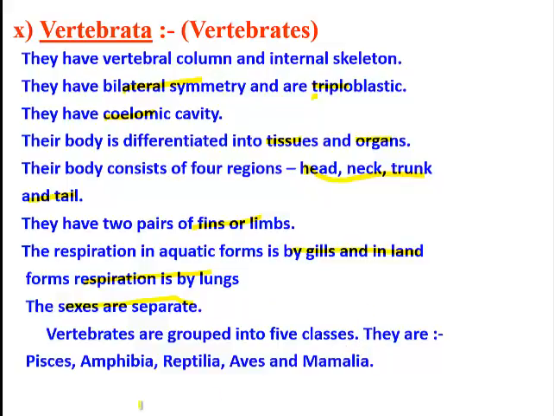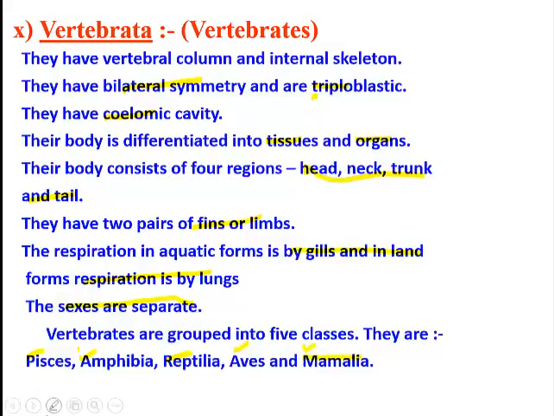Looking at the first letter, Pisces is exclusively found in fishes, amphibians can survive both on land and in water. Reptilia refers to the body covered with scales, and Aves, body covered with feathers, which can fly, and mammals which have mammary glands to feed their young ones.